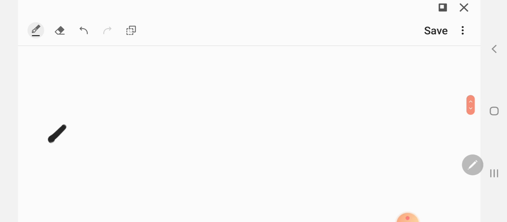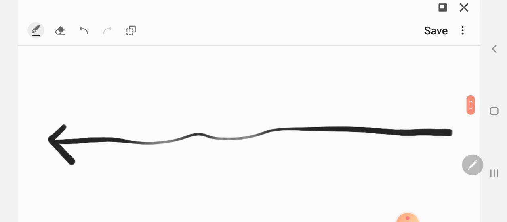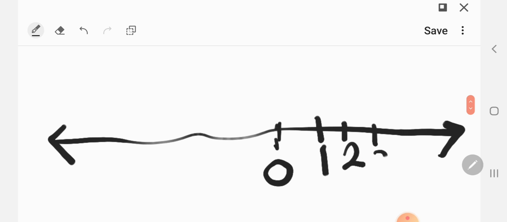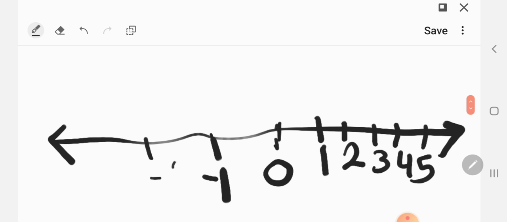So can we have another example? Here is our famous number line. 0 in the middle. Here we have all the positive numbers: 1, 2, 3, 4, 5, and so on. It will not end at 5. It can end at a million, 100 millions, any number. And here we start from -1, -2, -3, and so on.